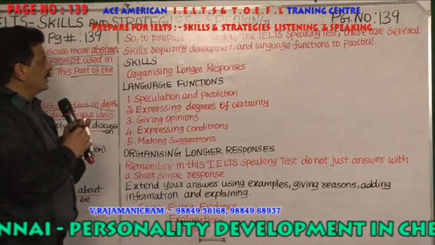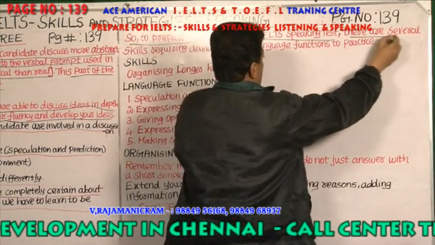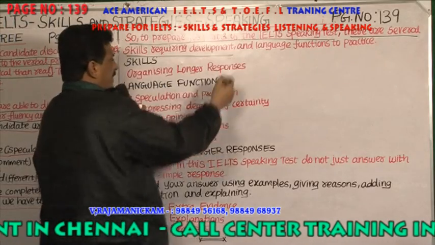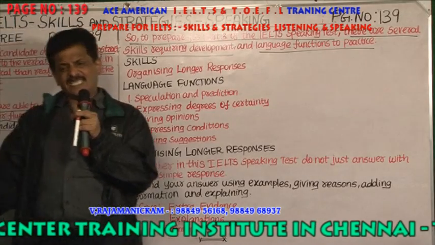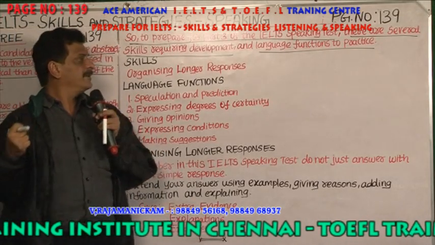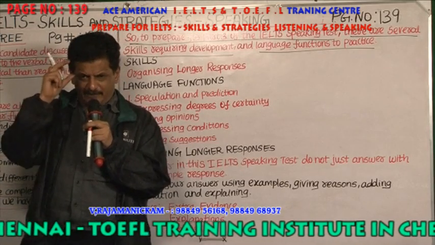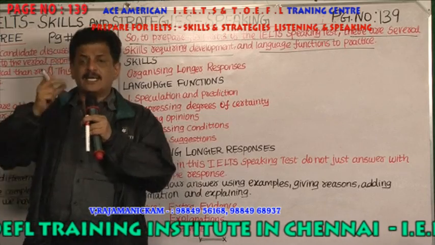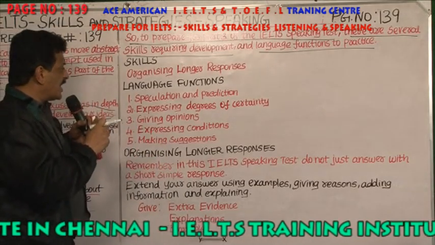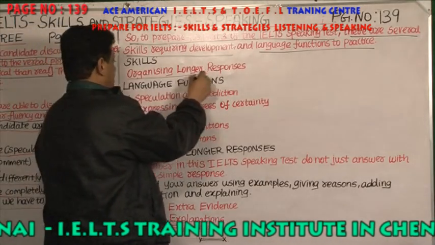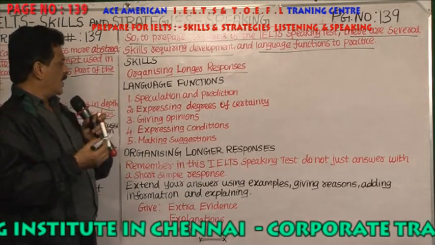And coming here, to prepare for part 3 of the IELTS speaking test, there are several skills requiring development and language functions to practice. So several skills are necessary, and language functions. When you're discussing what type of language, what type of words, what type of sentences you have to use, this is what language function is all about. So discussion is all about organizing longer responses. What are the language functions?